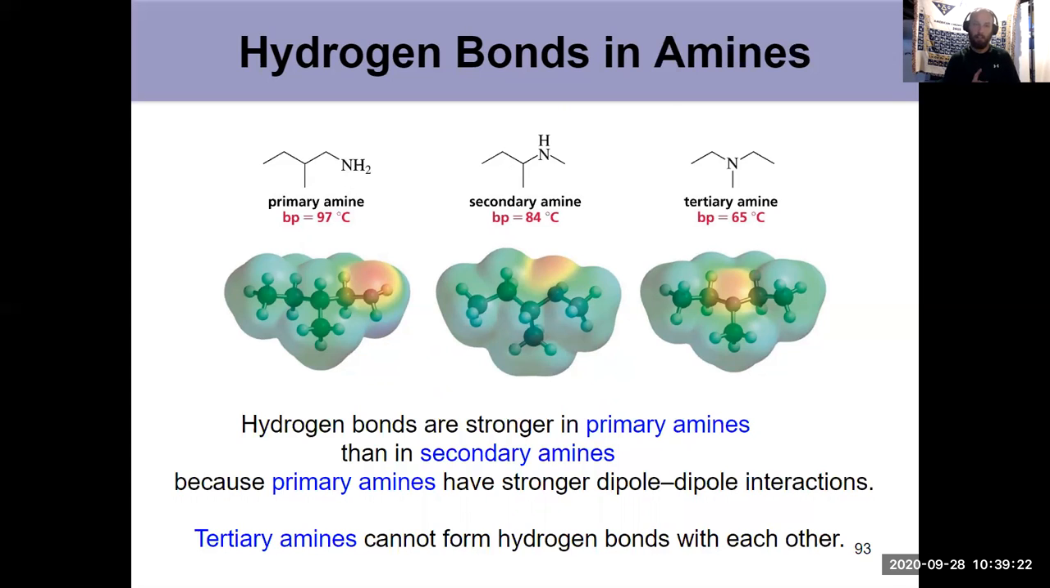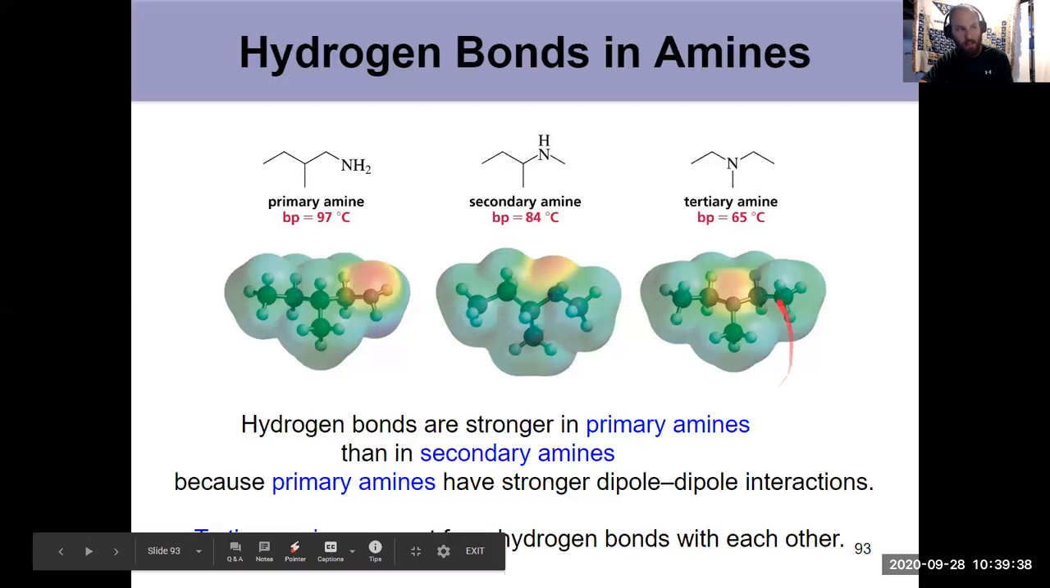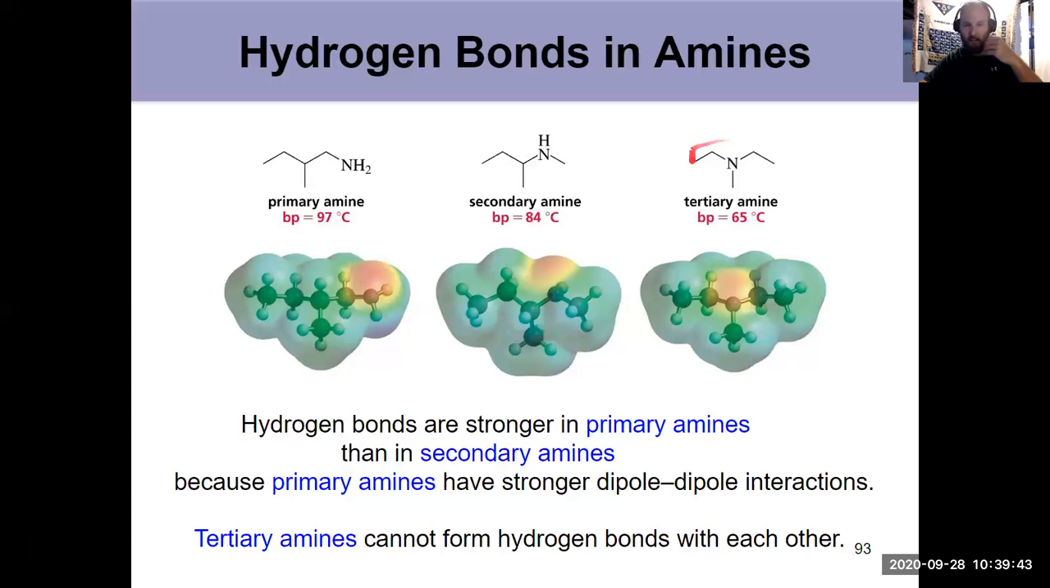Okay? But if we're looking at classes of amines in and of themselves, hydrogen bonding is stronger in a primary amine than it is in a secondary amine, okay? Because they have different dipole-dipole interactions. And we don't have any hydrogen bonding in a tertiary amine, because while the amine is present, you have to have an NH bond to have hydrogen bonding, and there's no hydrogen on a tertiary amine. Okay? So primary amine, right? Larger hotspot there, stronger hydrogen bonding. Right? Secondary amine, smaller spot, less extensive hydrogen bonding.